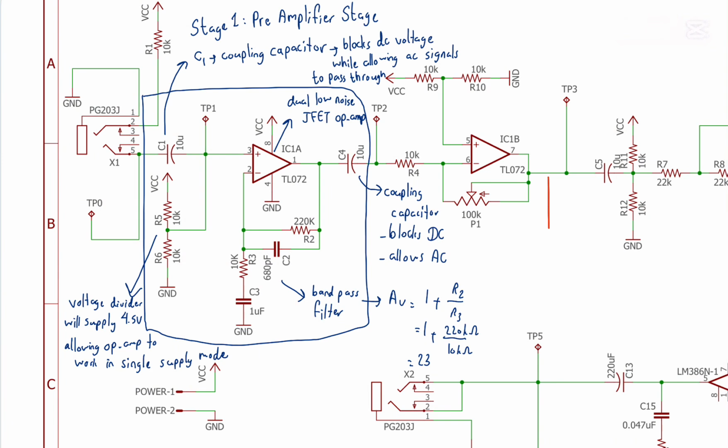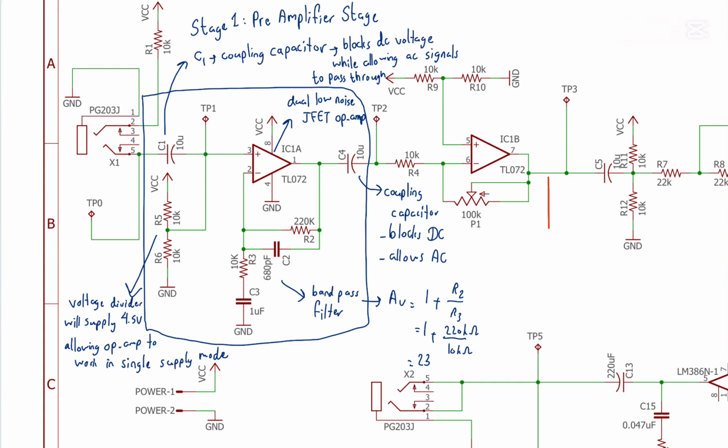Stage 1 is called the preamplifier stage. In this stage, IC1A, which is TL072, is a dual low noise JFET amplifier. This amplifier amplifies small analog signals. Usually, the supply voltage gain is between 10 mV to 1 volt, but it does not provide current. So based on this circuit, it is configured as a fixed gain closed loop non-inverting op-amp.